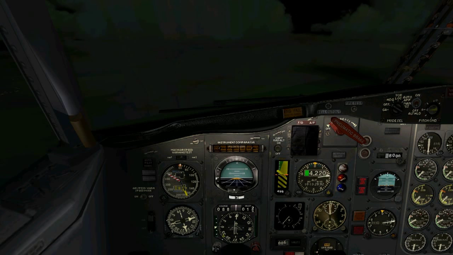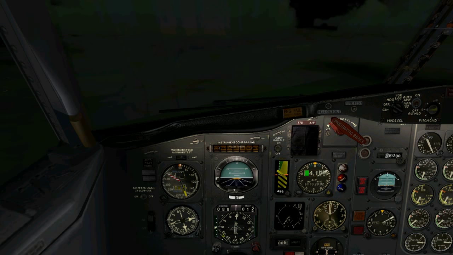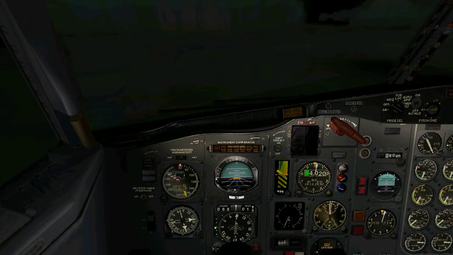Now, as we remember from the approach plate briefing, the glide slope pitch on this approach is 3.1 degrees. And at our ground speed of about 165, 175 knots, we're going to have to descend at about 950 feet per minute. So let's put in the 950 feet per minute rate of descent, and that should keep that glide slope needle centered.